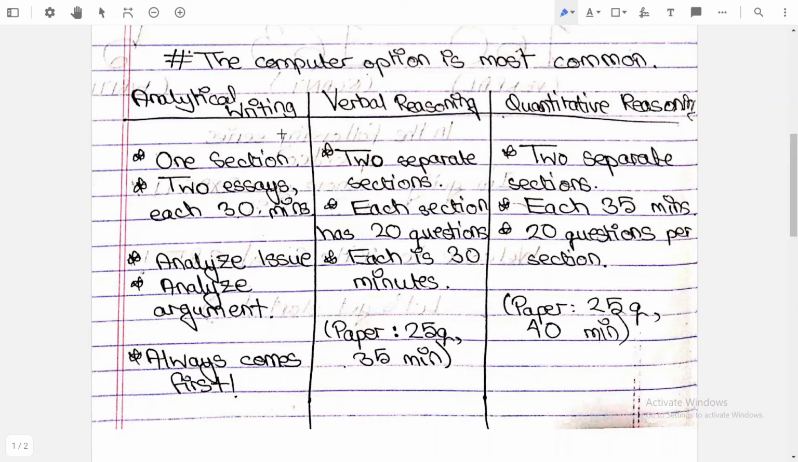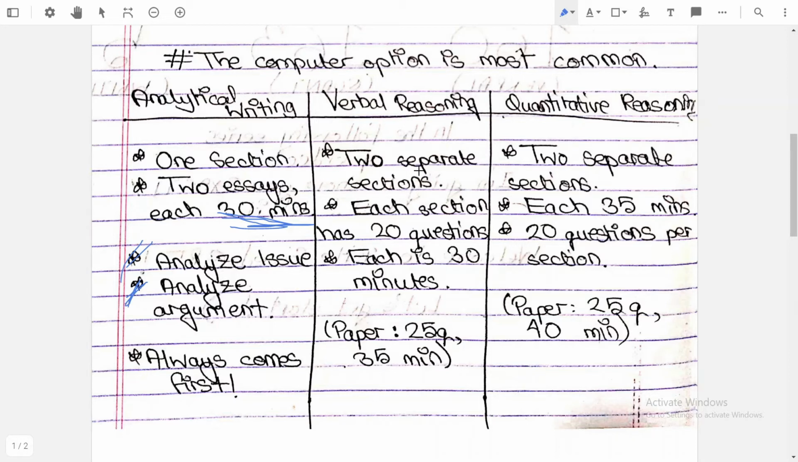So analytical writing is basically the first section of the exam, and in it you're going to have to write 2 essays, and each essay is going to be 30 minutes long. So you're going to have 30 minutes to write each essay, and the first one is going to be an analyze an issue task, and the second is going to be analyze an argument. So I won't go into detail there. You're going to find out everything about those in the next tutorials.